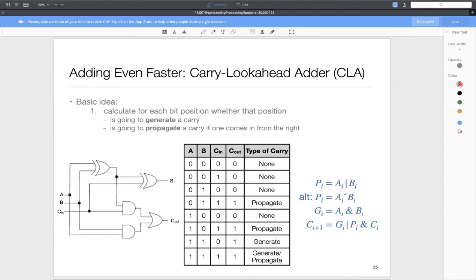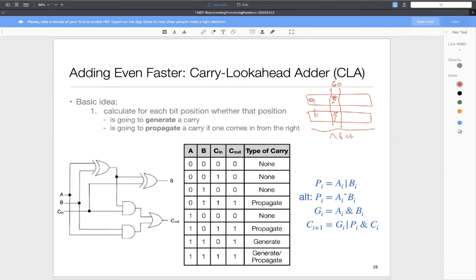And the other case that we will worry about is whether this bit position will propagate the carry if 1 comes in from the right. So if I'm looking at a multi-bit number, let's say I'm adding two numbers, A and B. This is the A and this is the B, and let's say I have a whole bunch of bits, n bits, and I'm just focusing on one bit out here. Let's say bit number 60. One bit.